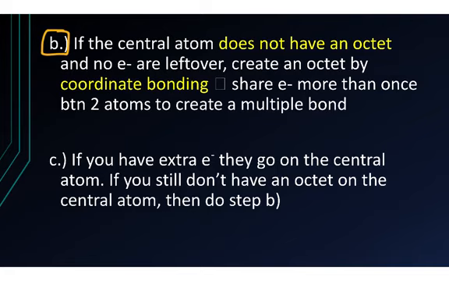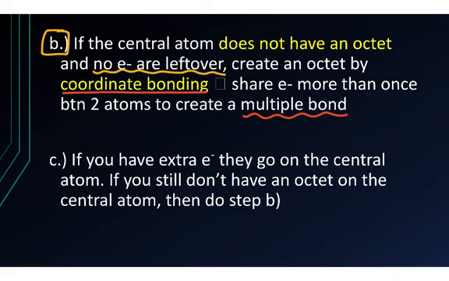If the central atom does not have an octet and you have no electrons left over, oh no, I don't have an octet. We know our central atom wants an octet, but we have no more electrons to give. What we have to do is shuffle around the electrons that we already have. So what this does is we create something called a coordinate bond. And this is when you share multiple times. And this will create a multiple bond. So if I share electrons between 2 things twice, that makes a double bond. If I share electrons between 2 elements 3 times over, that's a triple bond.